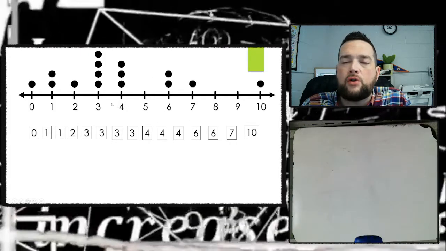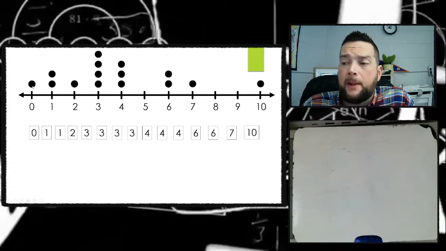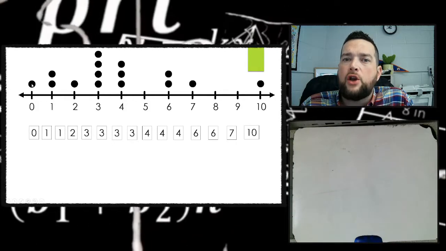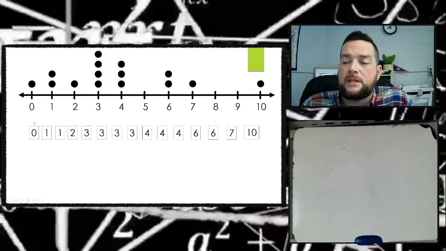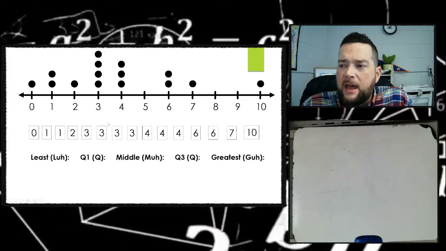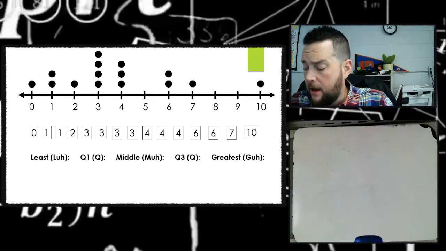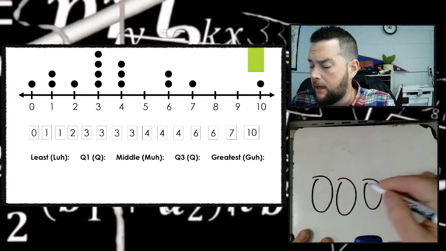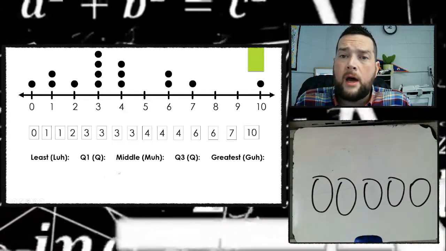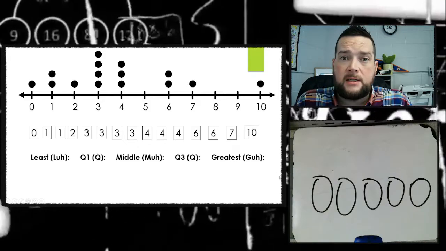So just to make that point really clear, when you order least to greatest from a dot plot, you're going to want to order the dots, not the number line. Look at the dots first, tell what they are worth, and list all those out from least to greatest. Then it's really easy to find the 5 most important values of data analysis. I call these collectively the LUCU-MUCU-GA. That just stands for the least, the Q1, the middle or median, the Q3, and the greatest.